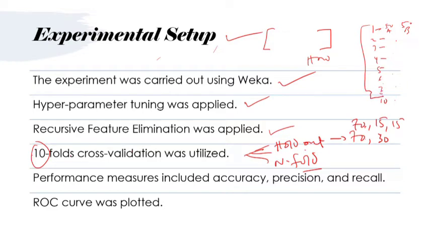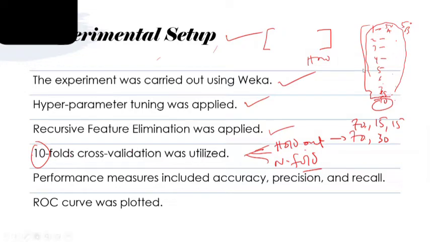1, 2, 3, 4, 5, 6, 7, 8, 9. You combine all these 9 together, which is going to be 900. Use it to train your data and use the last one to test. Next, you combine 1, 2, 3, 4, 5, 6, 7, 8, and 10. You leave 9 out to be used for testing now.